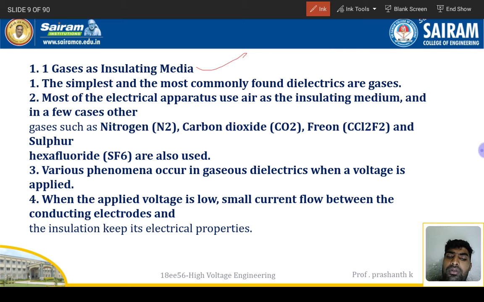When the applied voltage is low, a small current flows between the conducting electrodes and the insulation keeps its electrical property. Suppose it is air or some other material; it will not come back to its original position again. In oil, it will recover and come back to its original position.